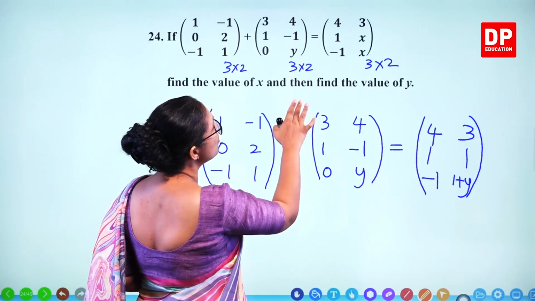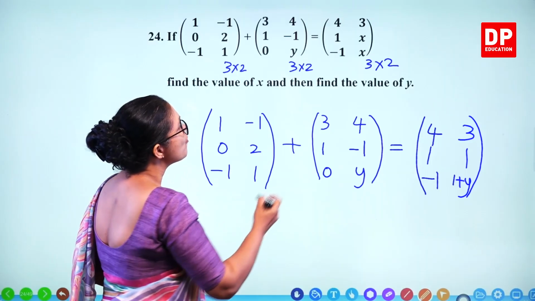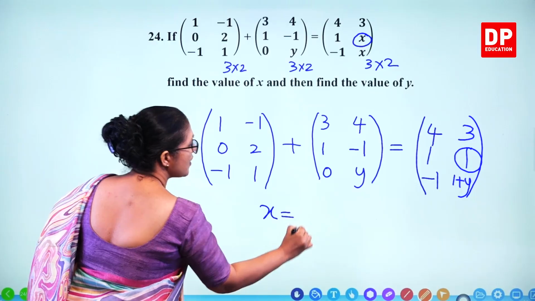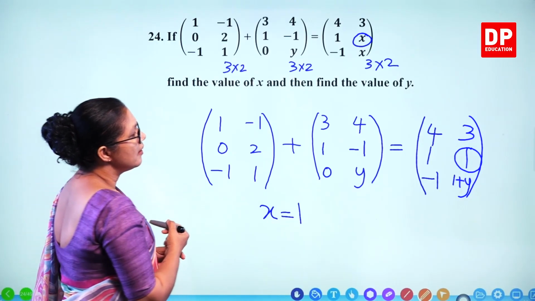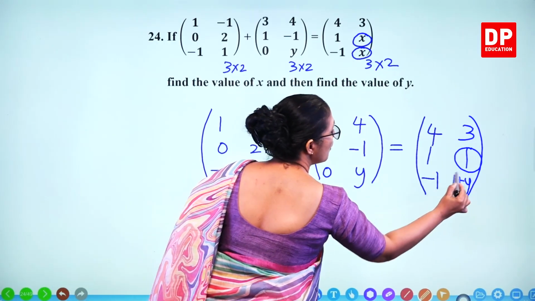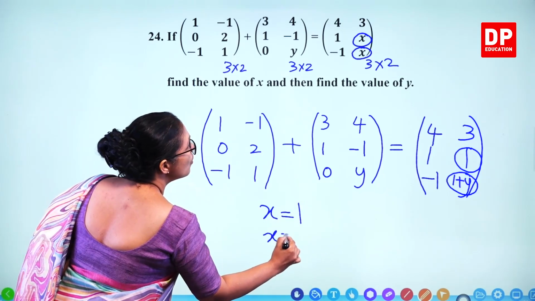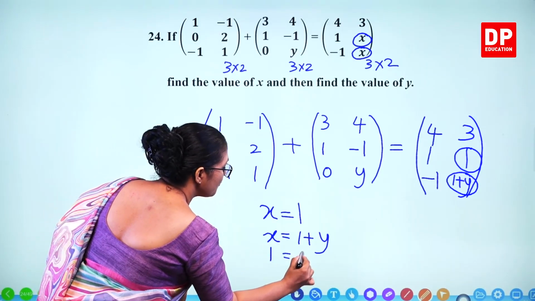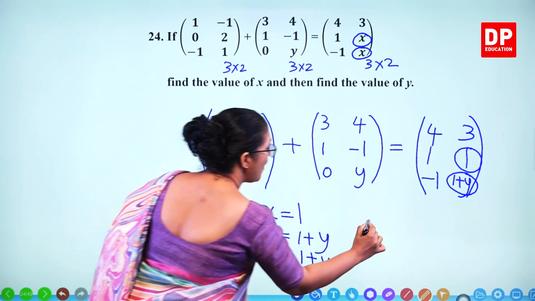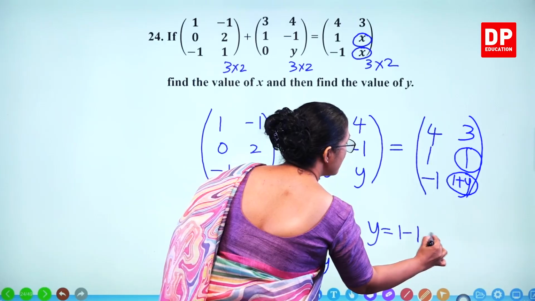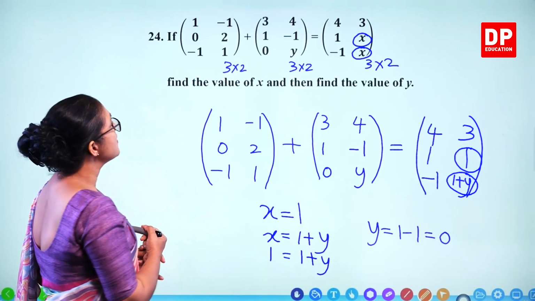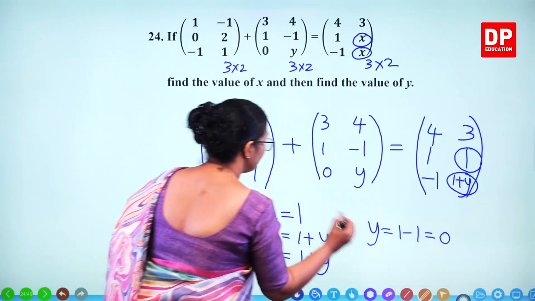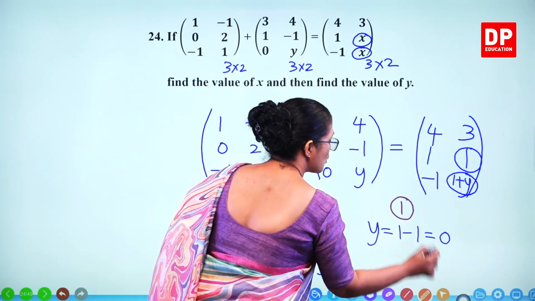Now look at these two matrices. You can compare this one with this one. So what's the x value? X value becomes 1. Now you can compare these two. X is equal to 1 plus y. But we found x value is 1. So 1 is 1 plus y. So what is the y value? 1 minus 1, that's 0. So x equals 1 and y equals 0. So you get 1 mark each.